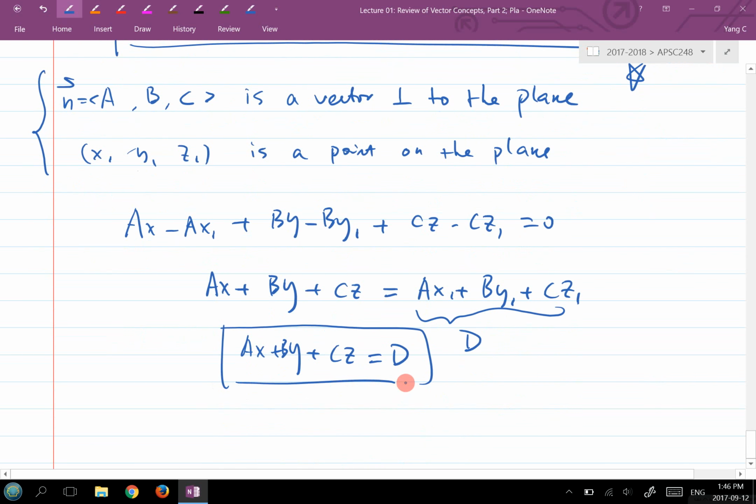We'll look at this plane equation with a few exercises in the next lecture, and we'll look at the different scenarios. Any questions? Okay, see you on Thursday.